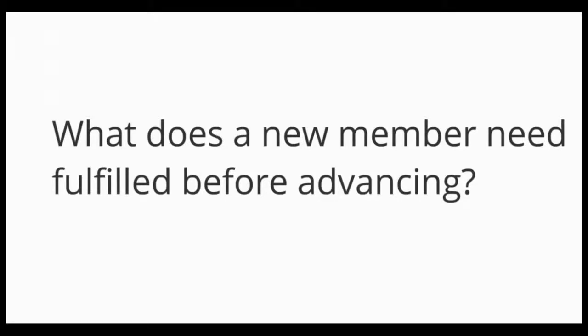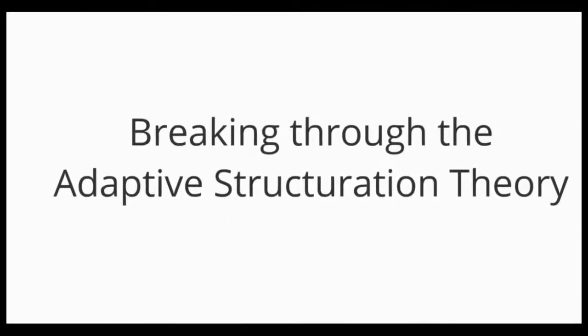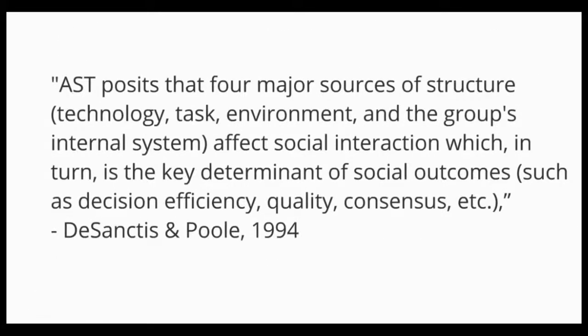So what does a new member need fulfilled before advancing? The very first barrier that a member is going to be reaching before they can get to that part where they're going to actually be posting comments is the adaptive structuration theory. So the adaptive structuration theory, or AST, posits that four major sources of structure, technology, task, environment, and the group's internal system, affect social interaction, which in turn is the key determinant of social outcomes such as decisions, efficiency, quality, consensus, and further on. And AST was created or established by DeSanctis and Poole.